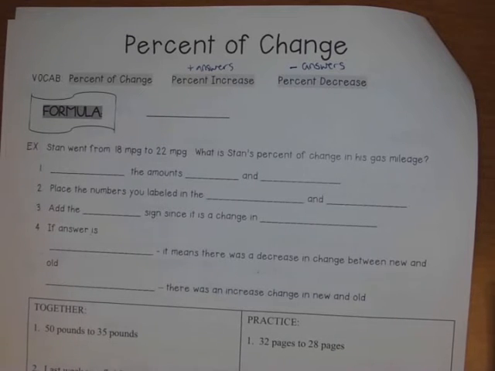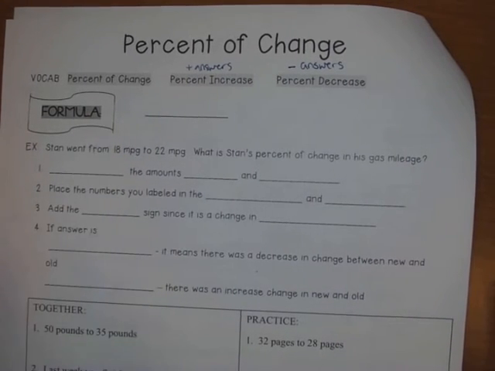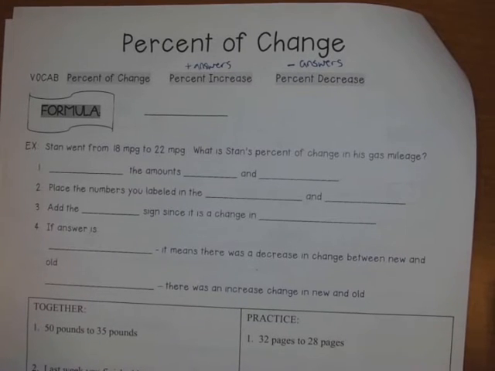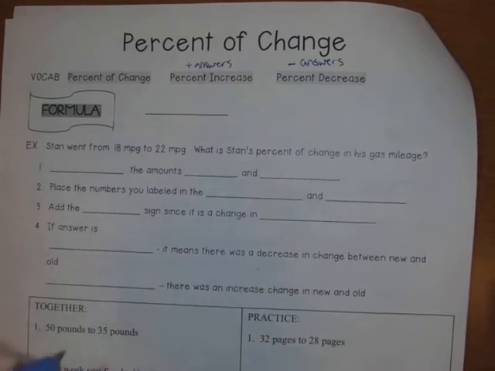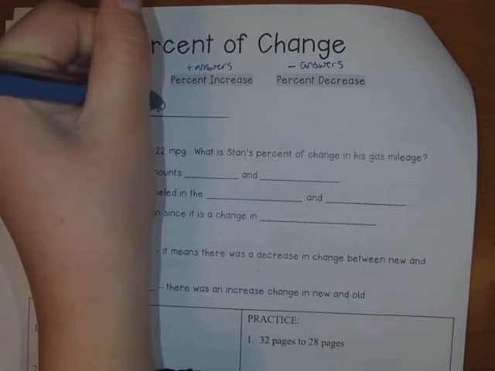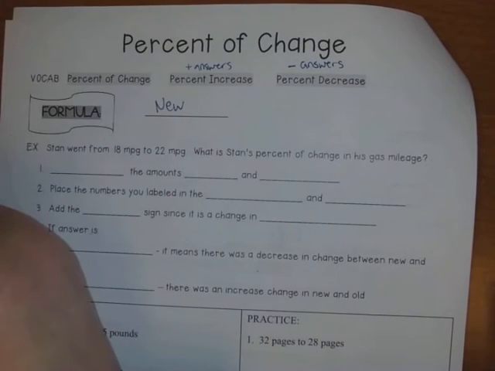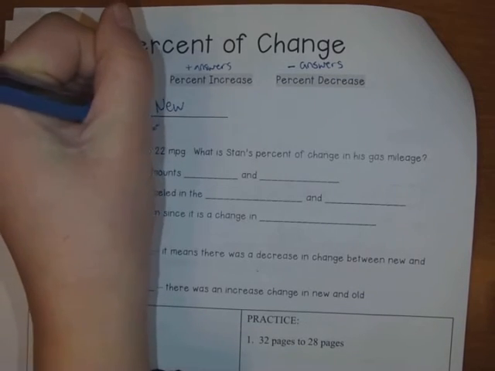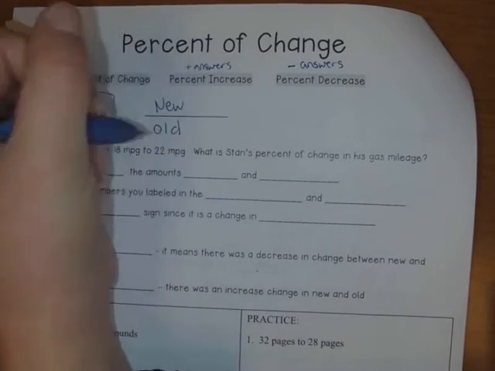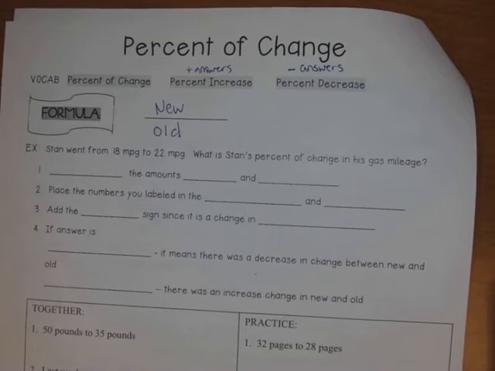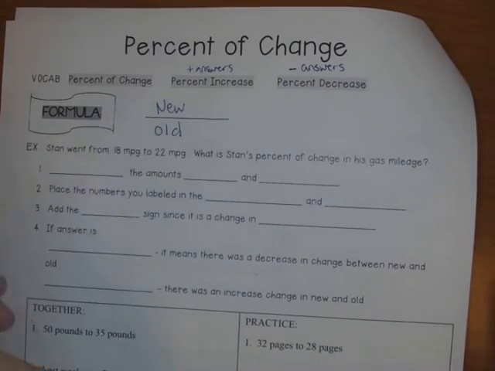First of all, there's a formula that we're going to use for this. You're going to see this formula throughout the entire chapter. As you get older, most of your math problems will require a formula, but this is really the first one that we're going to use a ton. As we get into geometry, you'll use a lot more. But for now, you have your new over your old. That's going to be your new measurement, or your new number, over the old one.